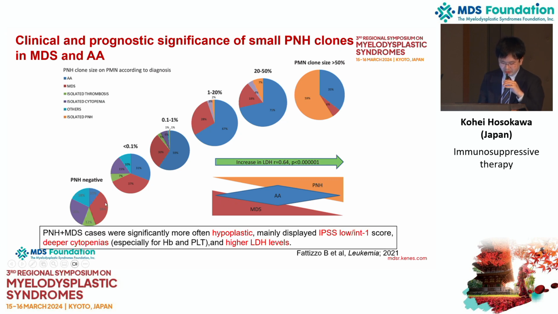The PNH positive MDS cases were significantly more often hypoplastic and mainly displayed IPSS low or intermediate-1 score and deeper cytopenias, especially for hemoglobin and platelet, and higher LDH levels.